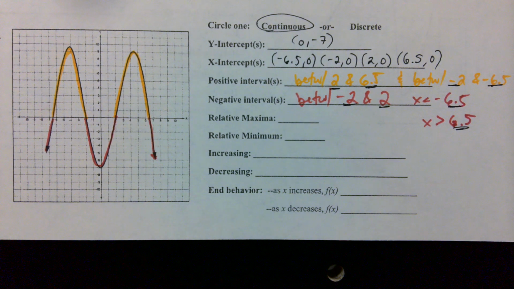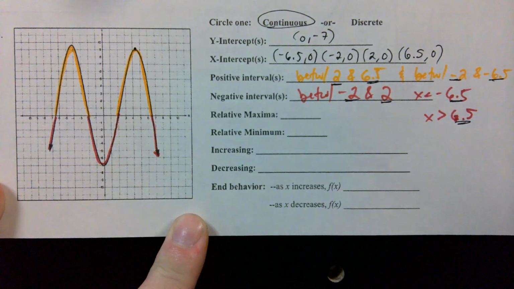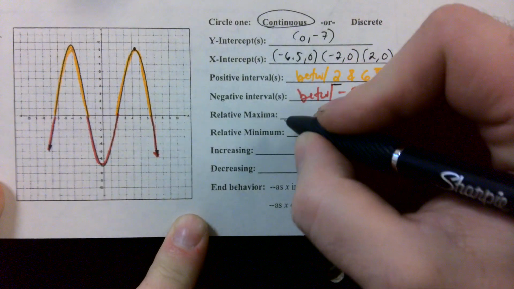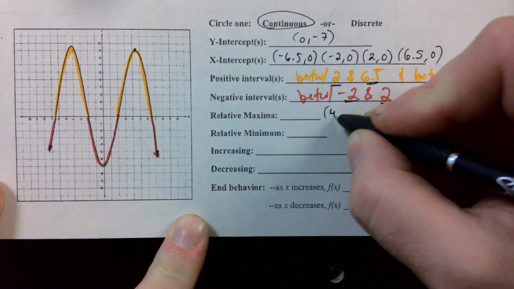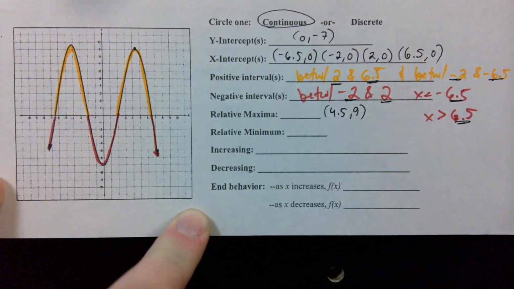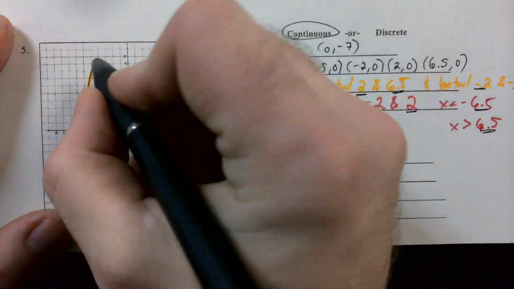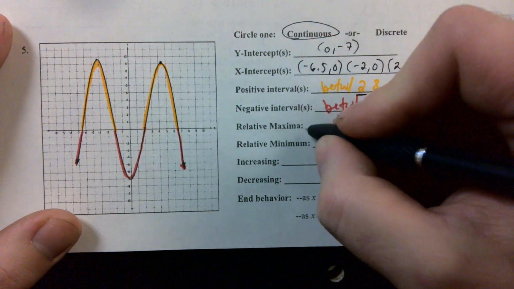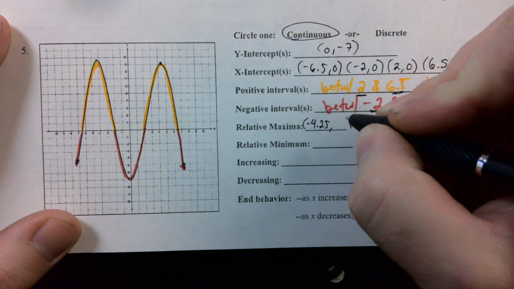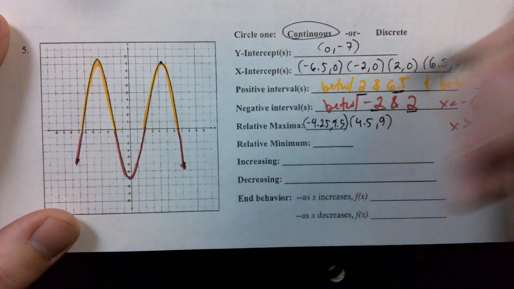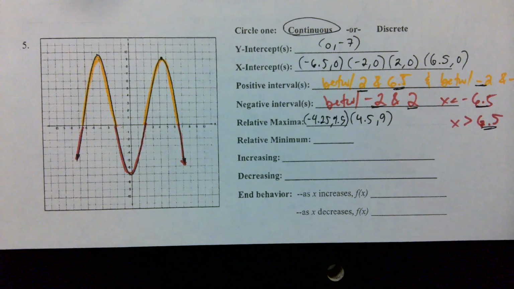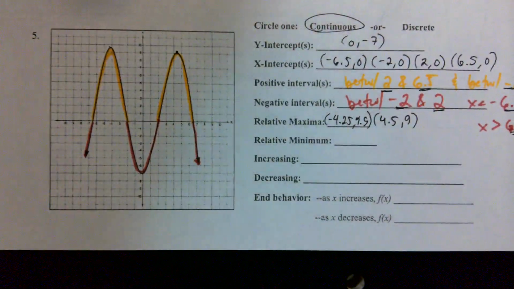How many relative maximums do I have? How many little hills do I see? Two of them. These are not very exact, are they? We'll call it (4.5, 9). And on the test, if it's weird like that, I don't think it will be. I think it'll be nice and exact. Just get close enough. I'm not going to be too crazy about it. And then this one up here is at what? (-4.25, 5.5). Sure. Anything close to that is cool with me.